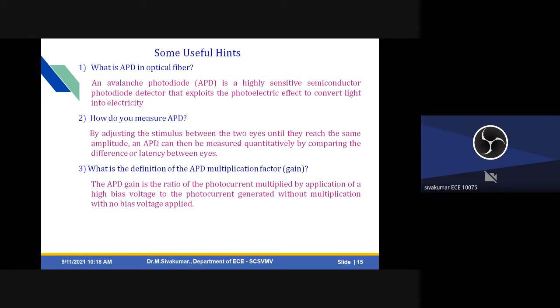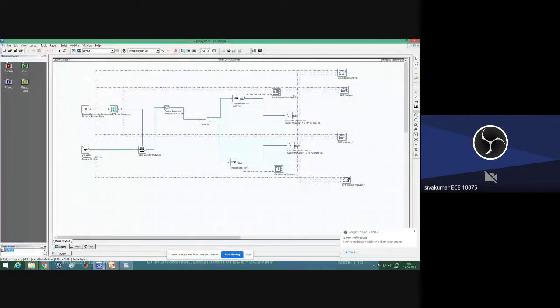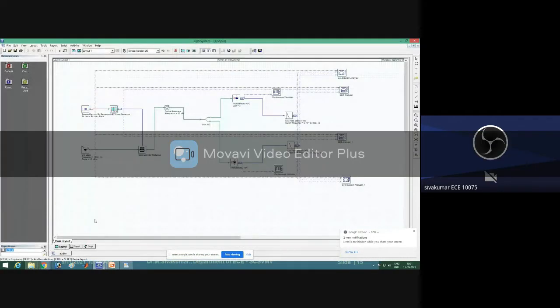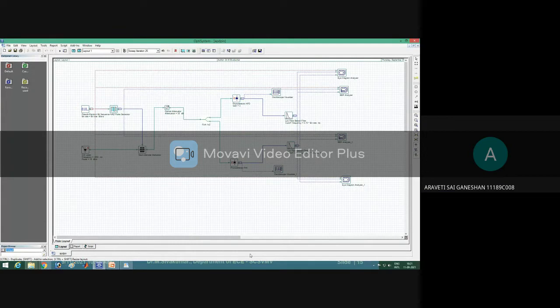Okay, let us see the diagram. Can you see the optisystem window? Yes, sir, it is visible.